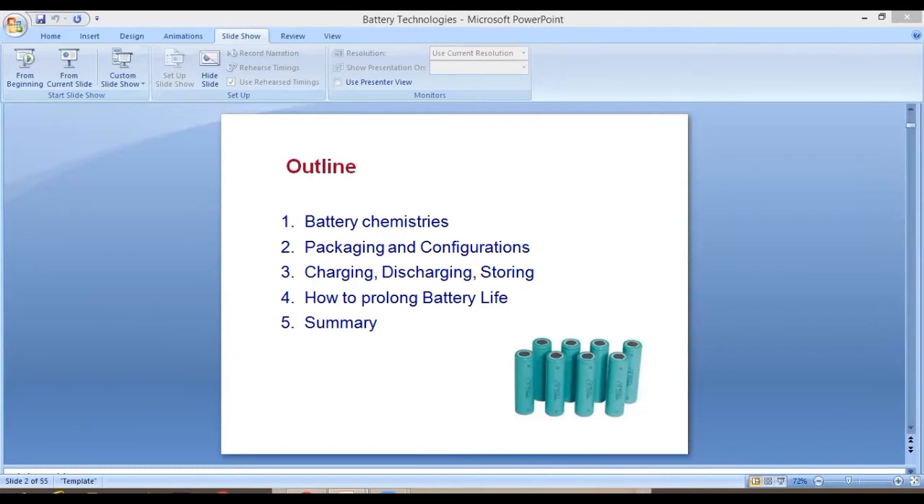Battery chemistries. A battery is a source involving the conversion of energies. When it is charged, there is a transformation of energy from electricity to chemical. And whenever it discharges, there is a conversion from chemical to electricity. So it is transforming energies between these two forms, chemical and electrical, and also electrical to chemical.